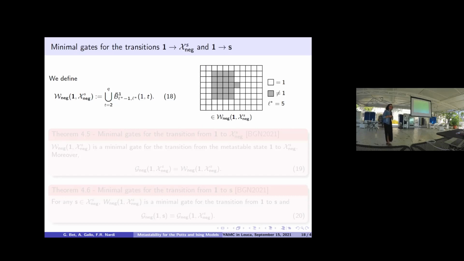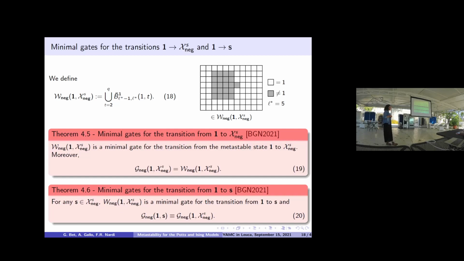In the negative scenario, we also identify the set of the critical configurations for both the transition from the metastable state to the set of the stable configurations, and also for the transition from the metastable state to a fixed stable state. In both cases, the union of minimal gates contains configurations in which all the spins are equal to 1, except those in the so-called critical droplet, that is a quasi-square, L star minus 1 with another side of length L star, with a unit protuberance attached to one of the longer sides. And note that we have to consider this union, because starting from the metastable state, we don't know what is the first stable state that is visited by the process among all the possible stable states of the energy landscape.